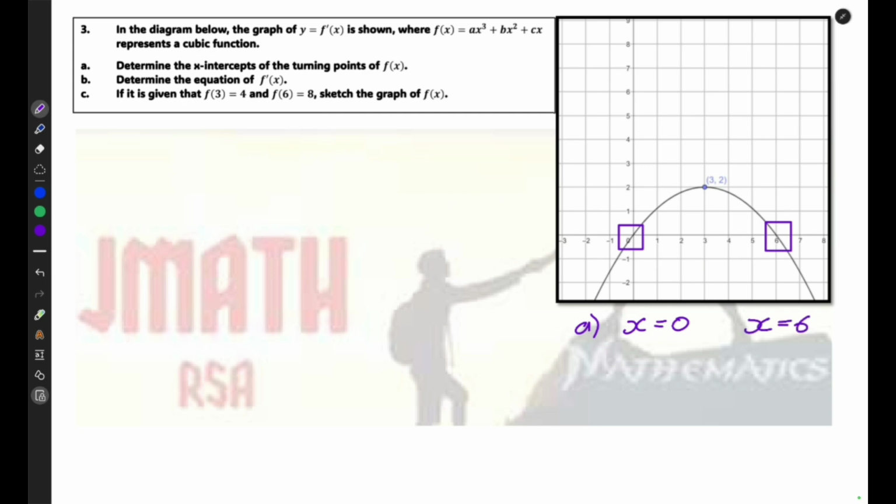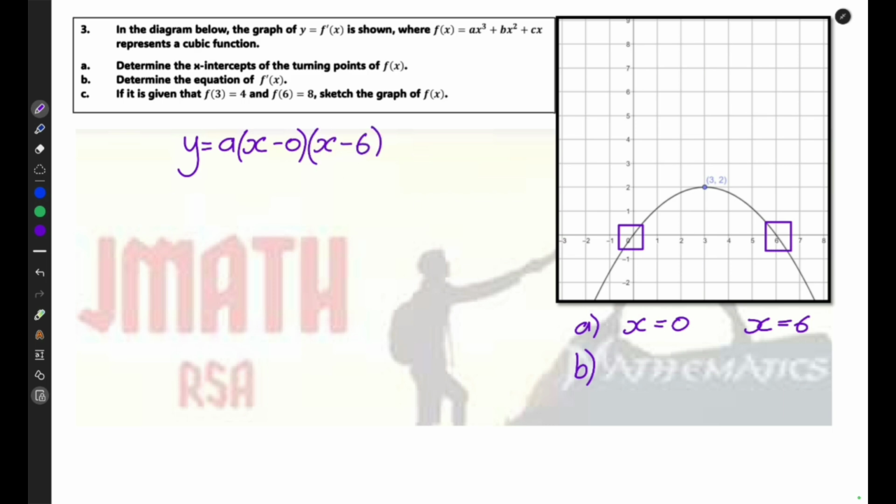So at this stage, I really don't know what the y values are, but that's not what they asked me, so it's fine. Question B, determine the equation of the derivative. So it's a parabola, and I can see the turning point, but I can also see the x-intercept. So I have two options to go here. I'm going to stick with the x-intercept formula that we used earlier. So y is equal to a, and then (x minus 0) and (x minus 6).